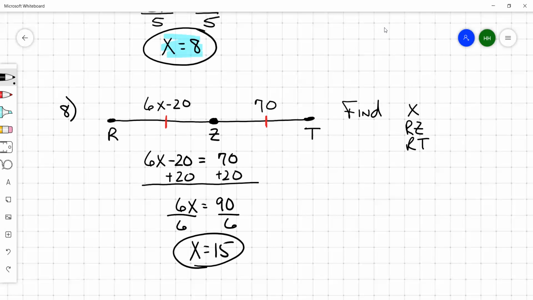So if X is equal to 15, there's your first answer. RZ, you can cheat if you want. All right, if these two segments are equal to each other, how far is it from R to Z? Yeah, it's 70. How far is it from R to T? 140, good.